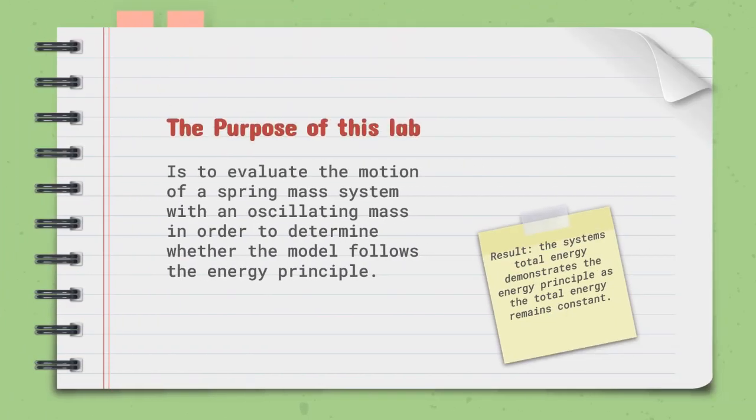So the purpose of this lab is to evaluate the motion of a spring mass system, and it's got an oscillating mass, so the object is to determine whether or not the model follows the energy principle. The result of this lab was it did end up demonstrating the energy principle because the total energy remained constant. No energy was added.